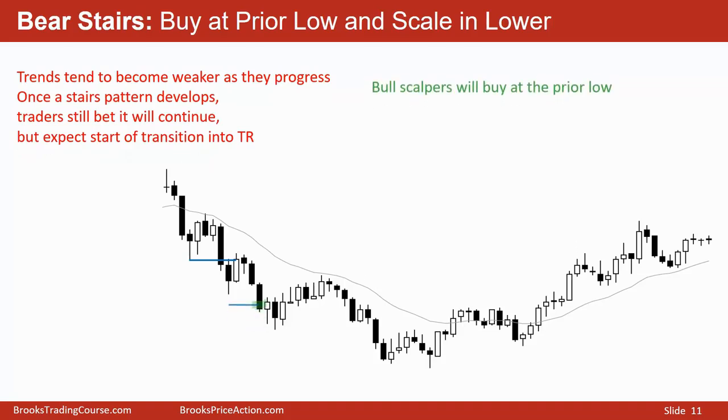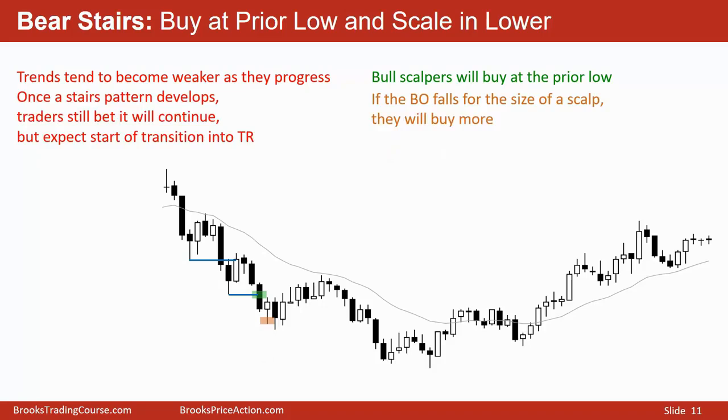As a result, bulls look to buy at the prior low. So we have a stairs pattern here. Bulls will bet that the next breakout will also be a stair, and the pullback will go above that low. Doesn't always happen, but it's a pretty reliable sign, especially late in the trend.